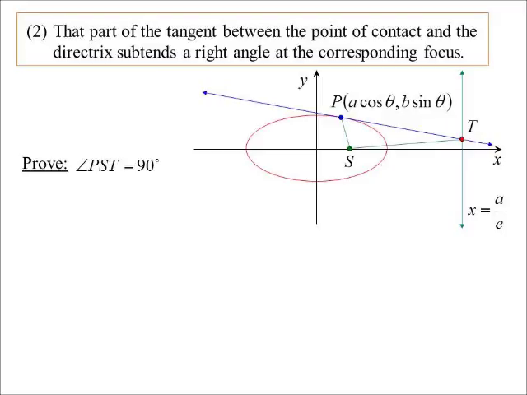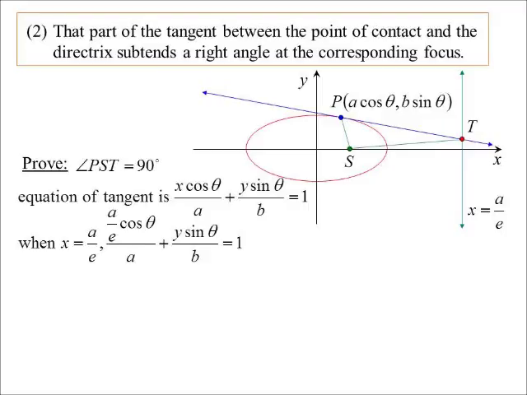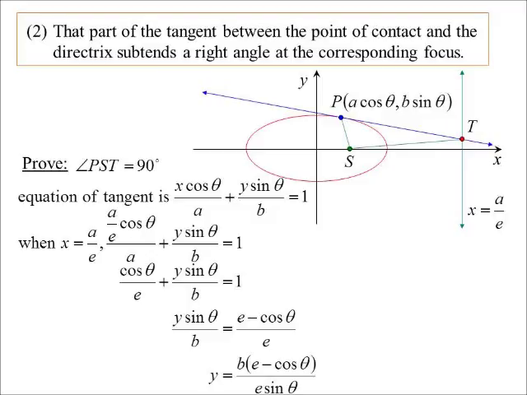Okay. Well, we know the equation of tangents in parametric form. x cos theta on a plus y sin theta on b is equal to 1. I can work out the coordinates for T then. I know the x value is going to be a on e. Substituting that in and rearranging it, eventually I get y is b outside of (e minus cos theta) on e sin theta. Okay, so I have the coordinates for T, I have the coordinates for P, and of course the coordinates for S would be (ae, 0). Multiply the two slopes together.